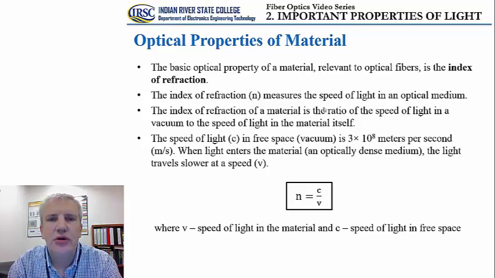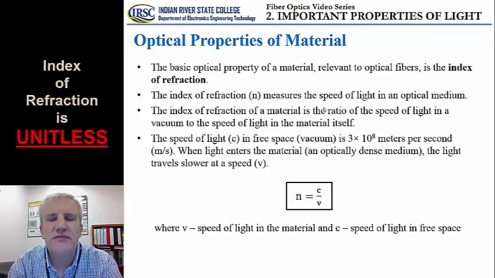So the index of refraction of a material is the ratio of the speed of light in a vacuum to the speed of light in that specific material. The speed of light in free space or vacuum is equal to 3 times 10 to the 8 meters per second. When the light enters the material, some sort of optically dense medium, the speed of light is reduced, or the light travels slower at some speed v. So the ratio between the speed of light in air, shown here with a small letter c, and the speed of light in that specific medium, shown here with the small letter v, is equal to the index of refraction, as shown in this formula here in the box.